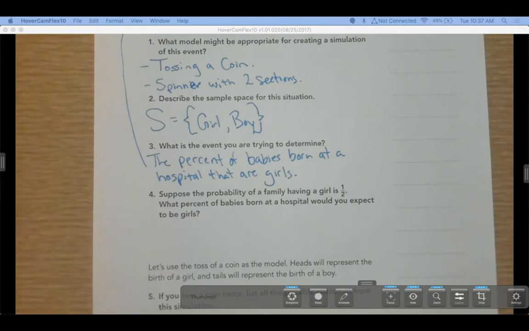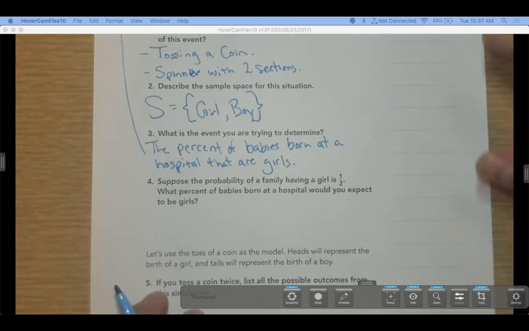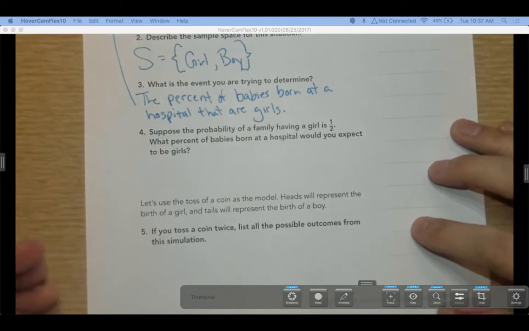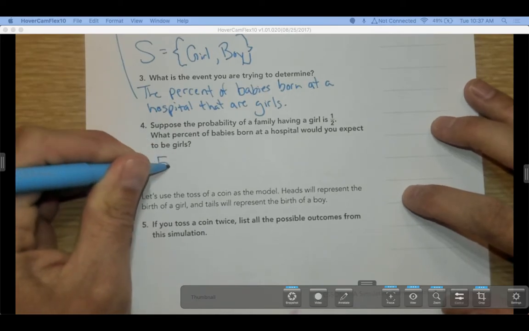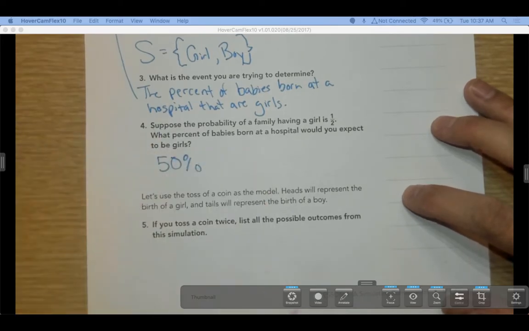Okay. Suppose the probability of a family having a girl is 1/2. What % of babies born at a hospital would you expect to be girls? 50%. Okay.